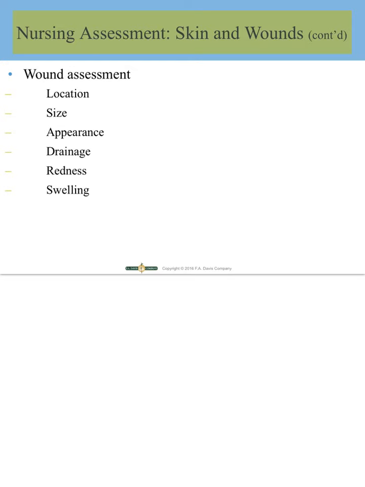A wound over a bony prominence could be related to pressure, whereas one on the bottom of the foot could be a diabetic ulcer. Another thing that you're going to want to assess is the size of the wound. You're going to measure the length and width of the wound in centimeters.